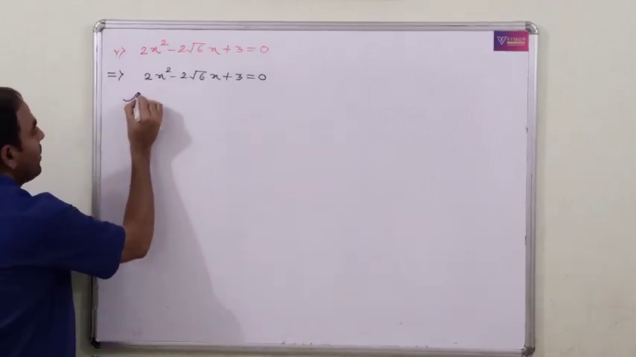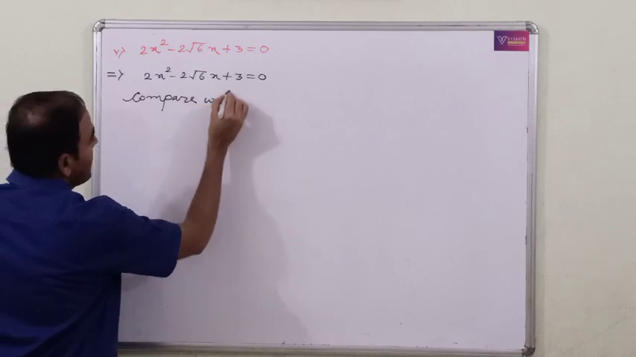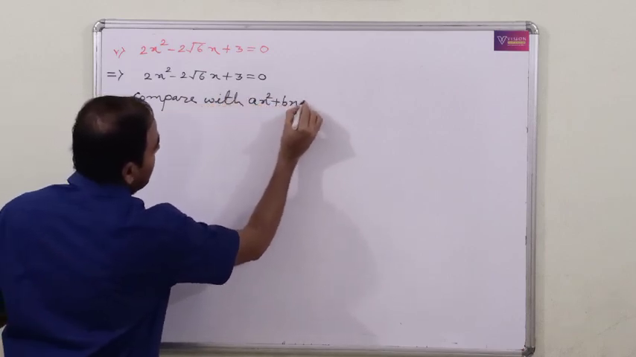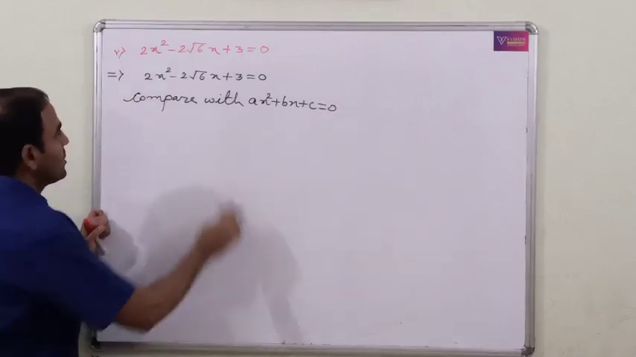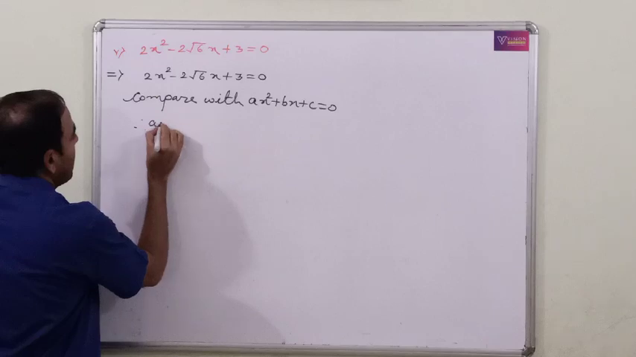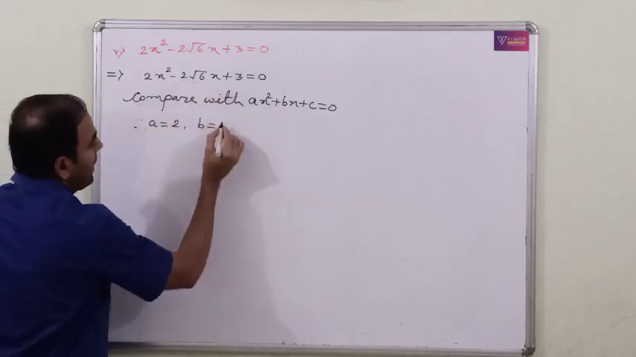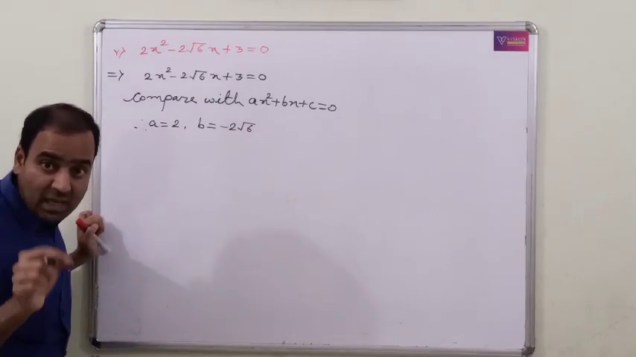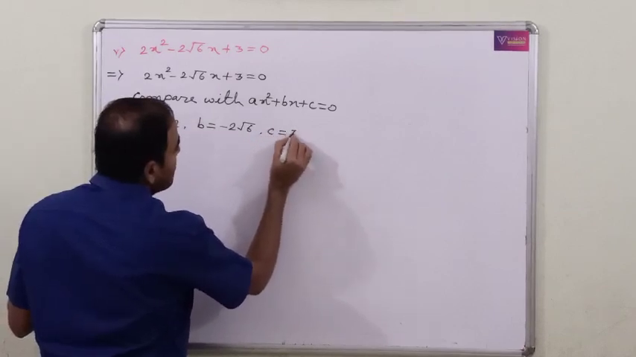We have to compare, इसको कंपेयर करेंगे इसके साथ ax² plus bx plus c is equals to 0. इसके साथ कंपेयर करेंगे. So what is the value of a? A is equals to 2. b, coefficient of x is b, minus 2 √6. Take with sign, sign के साथ लेना है. Constant term is c, it is 3.